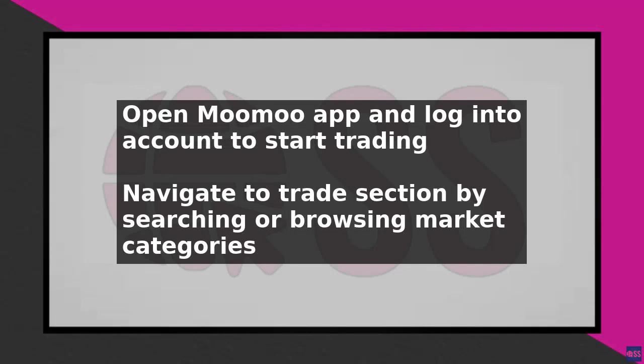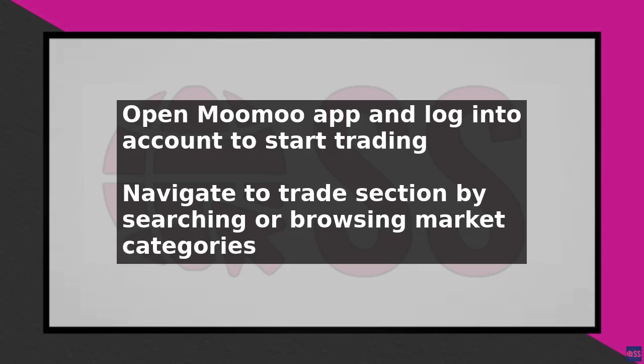To place a limit order on Moomoo, start by opening the Moomoo app and logging into your account. Once you are logged in, navigate to the trade section by selecting the stock you want to trade. You can do this by searching for the stock symbol or browsing through the various market categories. After selecting the stock, click on the Trade button to open the order page.